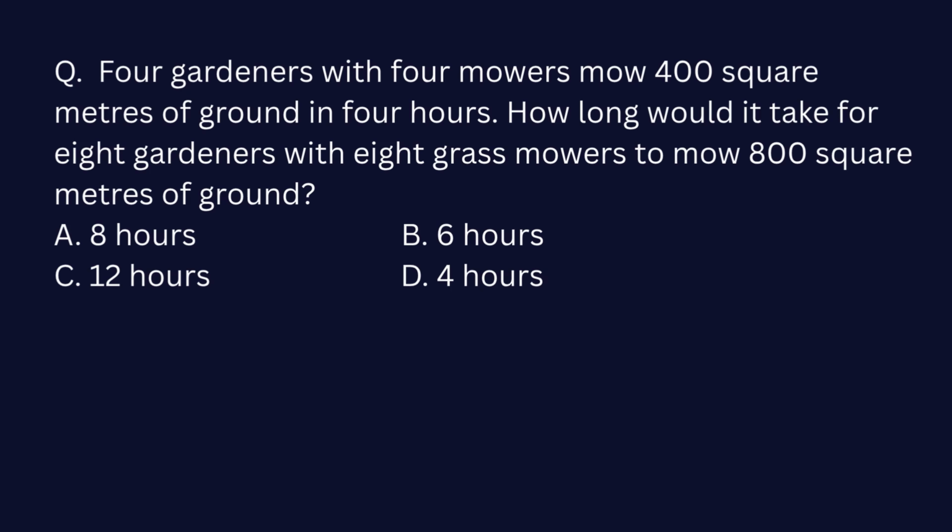4 gardeners with 4 lawn mowers mow 400 square meters of ground in 4 hours. So the question is asking us, how long would it take if we introduce 8 gardeners with 8 lawn mowers to mow 800 square meters? So the area is double, from 400 square meters to 800. So how long would it take? Is it 8 hours, 6 hours, 12, or 4 hours?